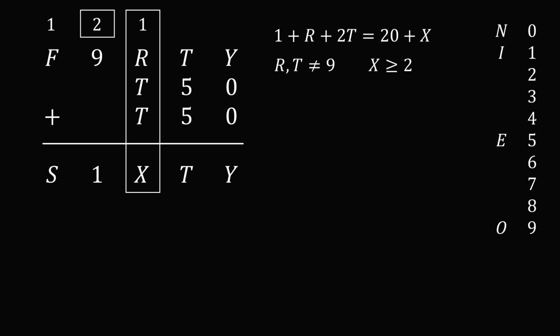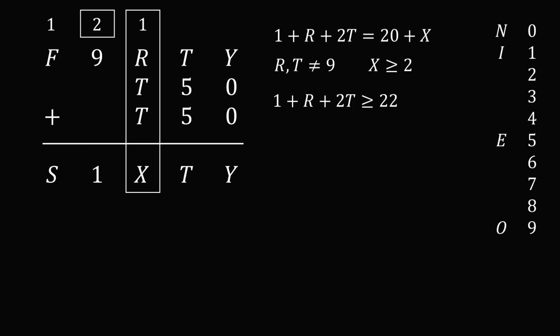We also know that x cannot be equal to 0 or 1. It has to be greater than or equal to 2. So if x is greater than or equal to 2, 20 plus x will be greater than or equal to 22. Therefore, 1 plus r plus 2t is greater than or equal to 22.